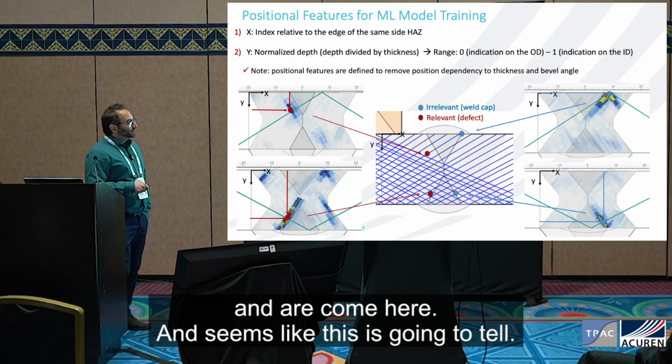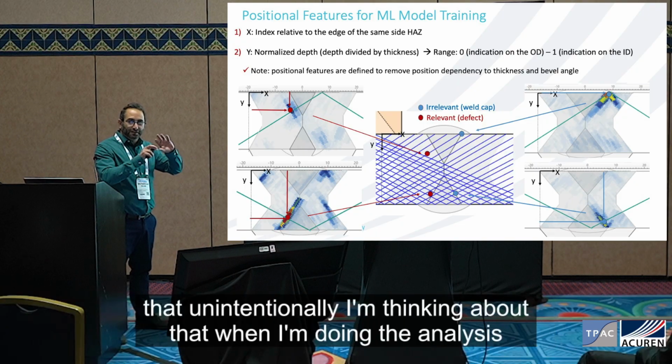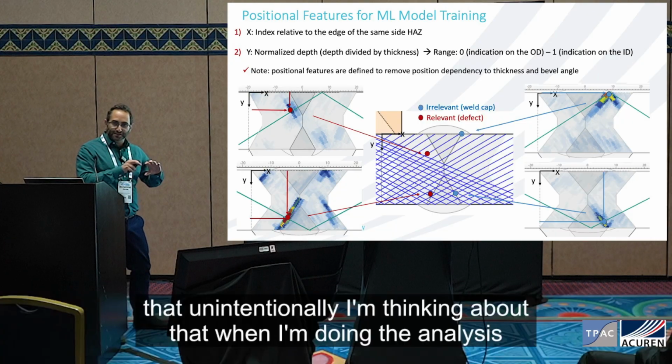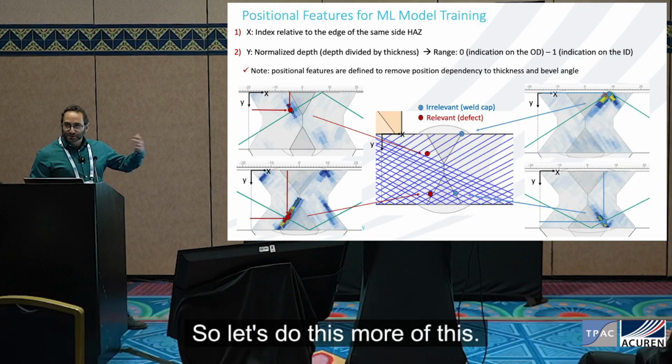And it seems like if I do more of these, it's going to build a region for me, one that unintentionally I'm already thinking about when I'm doing the analysis. It seems like there's a region where all the geo should be and a region where the defects should be. So let's do more of this.